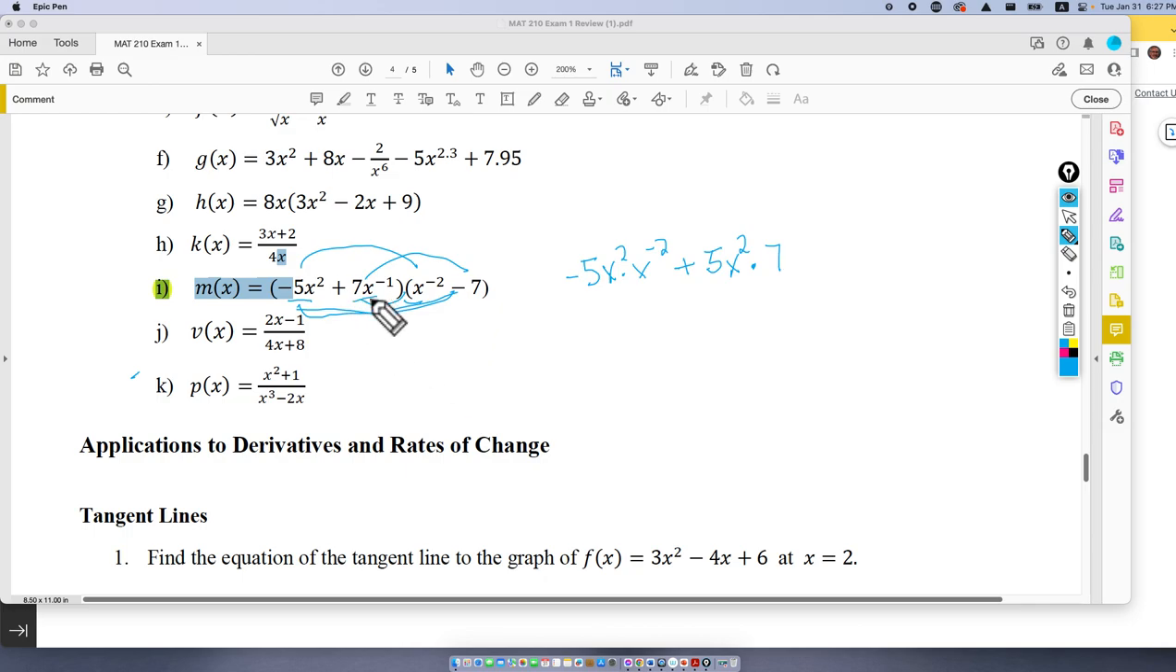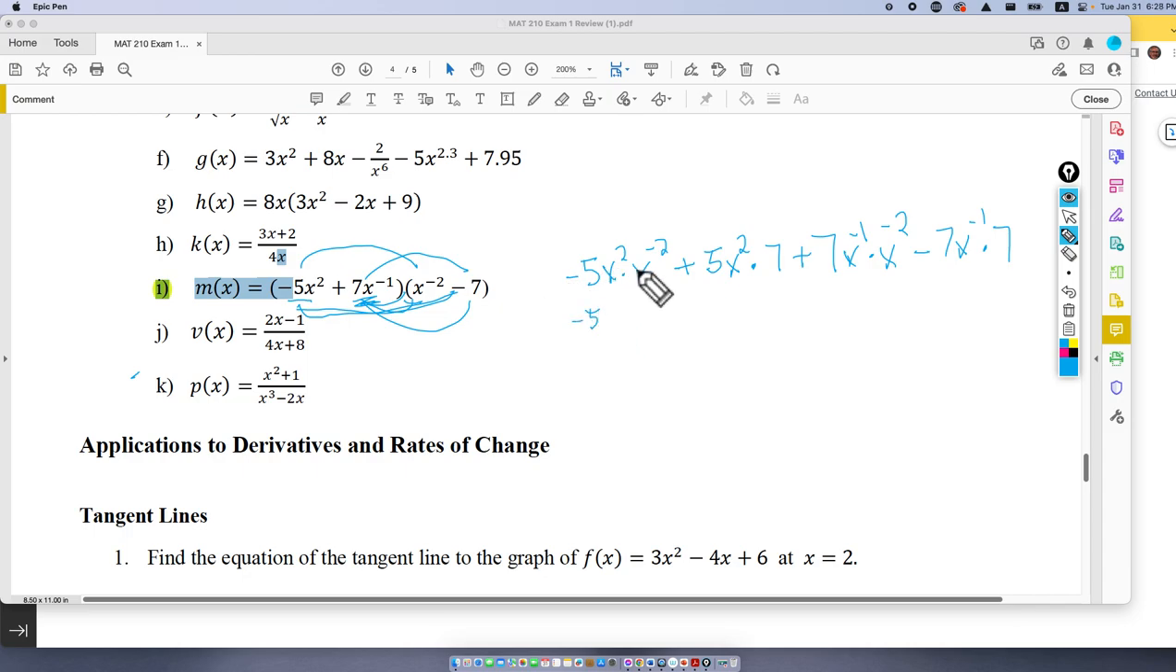Then we take the last term here, this 7x to the minus 1, and we multiply it by x to the minus 2. And that's a positive and a positive. So we get plus 7x to the minus 1 times x to the minus 2. And then the last, 7 times 7, we've got a plus and a minus, so that's going to be a minus 7x to the minus 1 times 7. Okay, and then I'll clean it up a bit, negative 5.